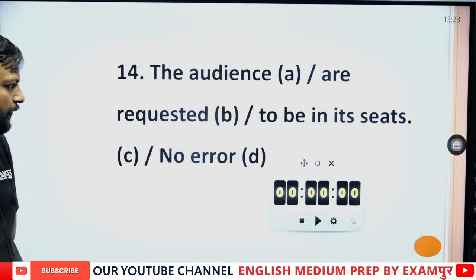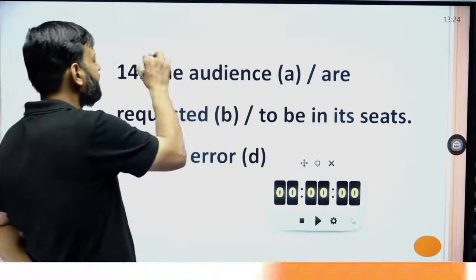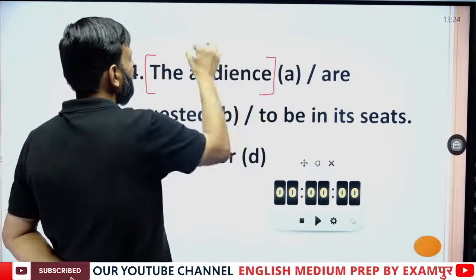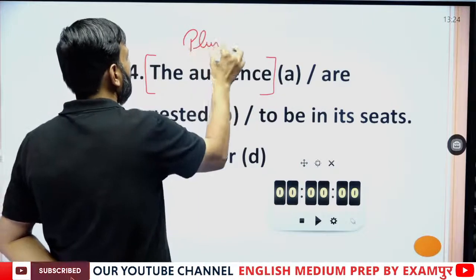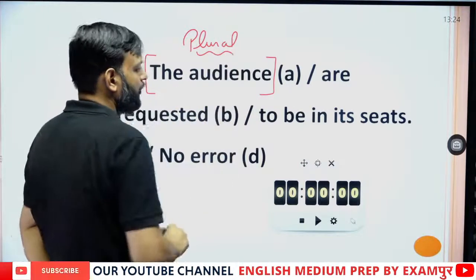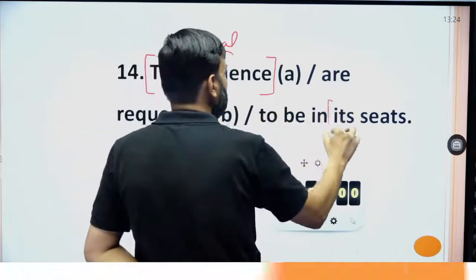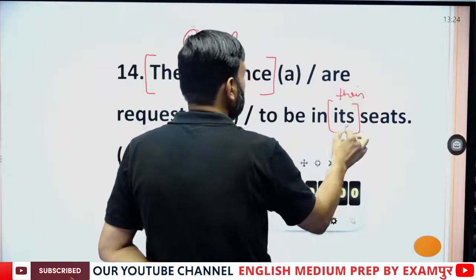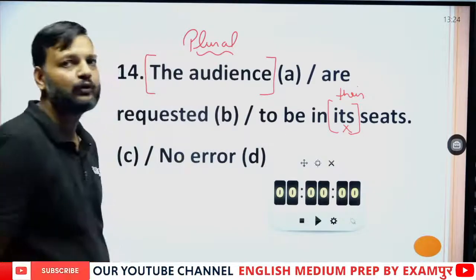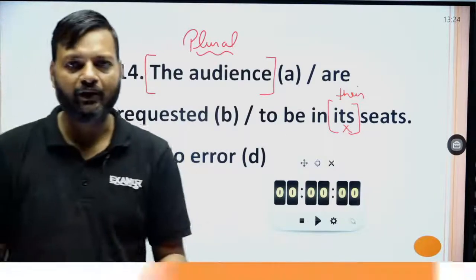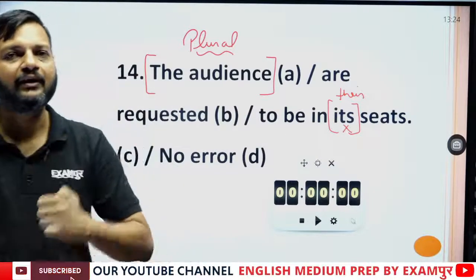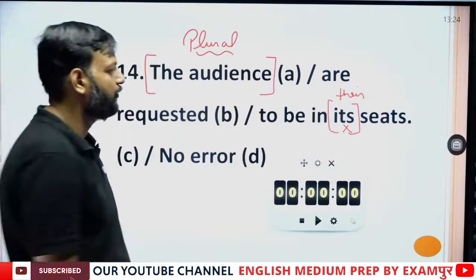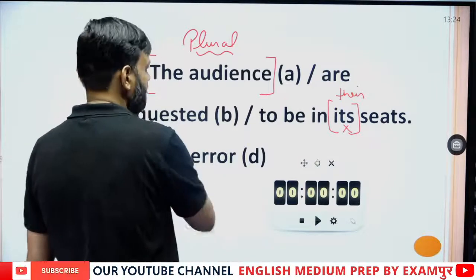Okay, in this sentence the subject is the audience, which is plural. So here, in place of its, we need their. We cannot use its for plural, because its is for singular, right? So we need their in place of its. So the error is in C part.